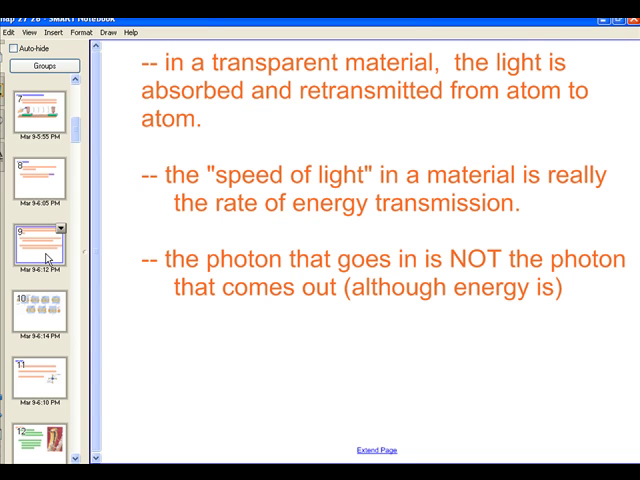Something else. What we're actually talking about is how fast that energy can be transmitted. It's the energy that's going through, not the photon. The photon that goes in is not the photon that comes out, although it is the same energy. Same energy, different photon. Anyone need more time on that?